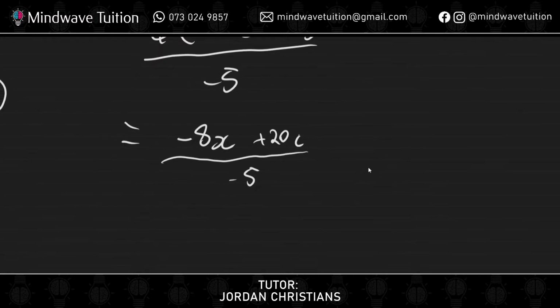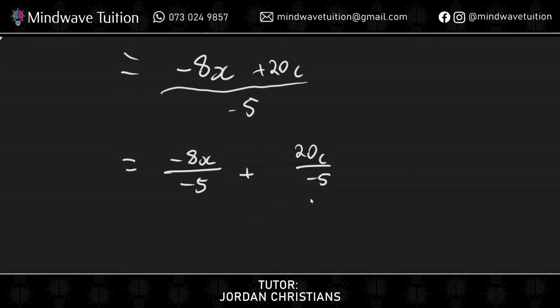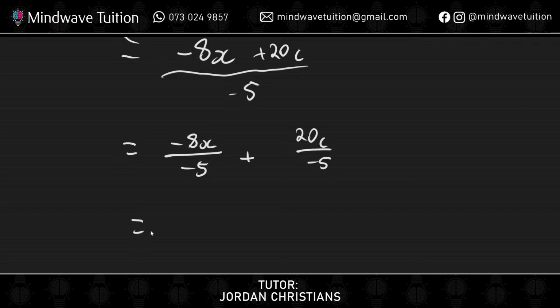So now we're going to do again this breaking up of this fraction into its parts. So negative 8x plus 20c over negative 5, we can just break it up as negative 8x over negative 5 plus 20c over negative 5. Right, still the same thing. They have the same denominators, so if we were to add them, we just have the answer from before. But now we can get an answer for each of these here.